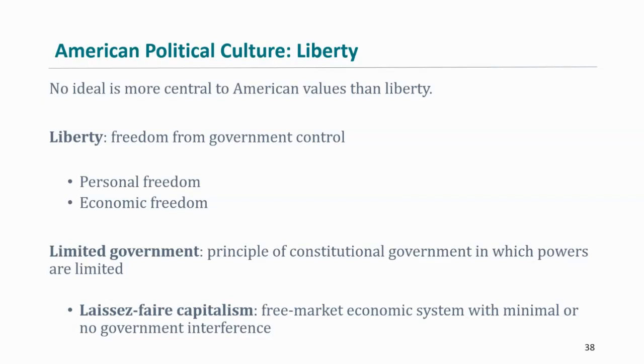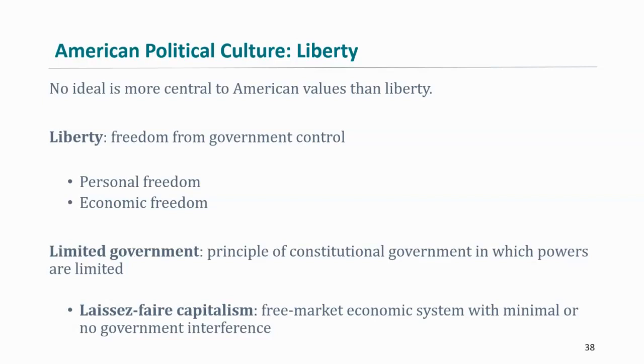The idea of limited government is the principle of constitutional government in which powers are limited. We touched on this a little bit, right? And we'll talk more about this in chapter 2, right? That according to liberty, we don't give the government more power than what it needs. We only give it enough to do what it needs to do, and we are not supposed to give it any more power than necessary, right?